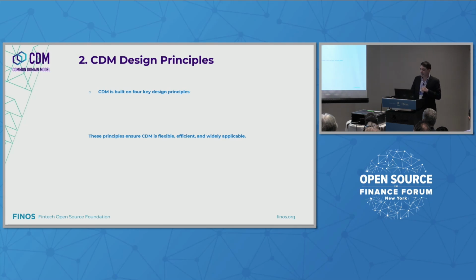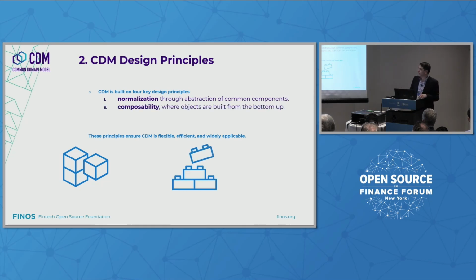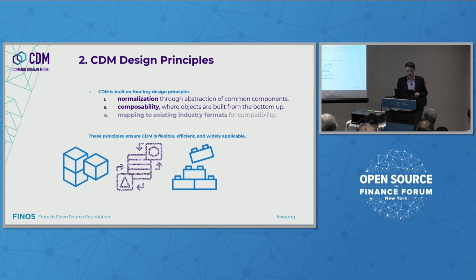The CDM is built on 4 key design principles. One is normalization through abstraction of common components. So across the industry, we think all the trades are very different. But you can break everything down to cash flows, and that's what quants do. So why can't we just break things down into simple building blocks that we put together to make our more complex products? That's what we do in CDM. Composability, where objects are built from the bottom up. So we have reusable components in the data model, which are put together to make more complex things.